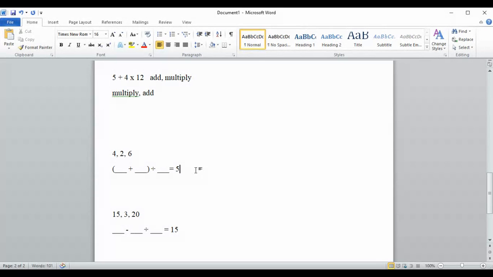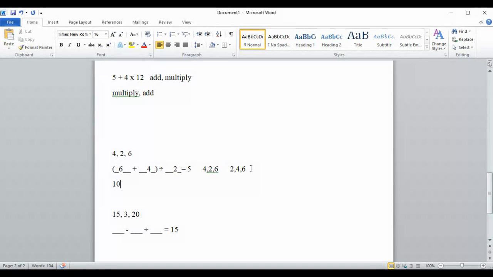And I would probably keep a list over here. I did 4, 2, and 6, and that did not work. And then I did 2, 4, and 6, and that did not work. So let's try 6, 4, and 2. Well, 6 plus 4 is 10, and 10 divided by 2 is 5. Hallelujah, we found the right order. So you would just leave the numbers in this order.